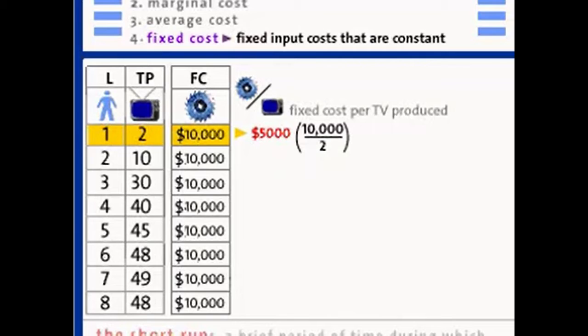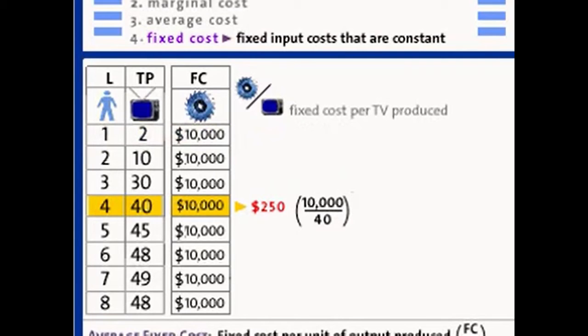This fixed cost per unit has a special name. Can you guess what it is? It's the average fixed cost, of course, the fixed cost per unit of output produced. In order to calculate the average fixed cost, what you want to do is take the fixed cost, divide by the number of television sets produced, and that gives you the average fixed cost. 10,000 divided by 40 televisions is $250 per television set. 10,000 divided by 49 television sets is $204 per television set.